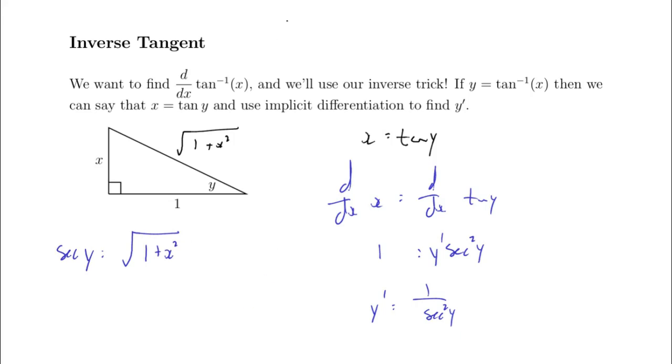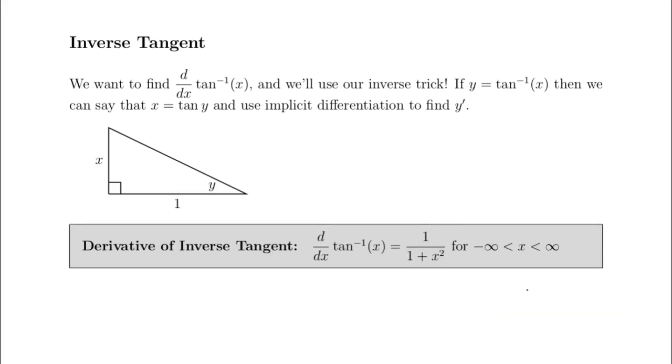So what's going to happen when we square this? We are just going to end up with 1 over 1 plus x squared. Cool. That is our derivative for the inverse tangent function. Notice that the inverse tangent function does take in any x value it would like, because that's the range of the regular tangent function, -infinity to infinity.